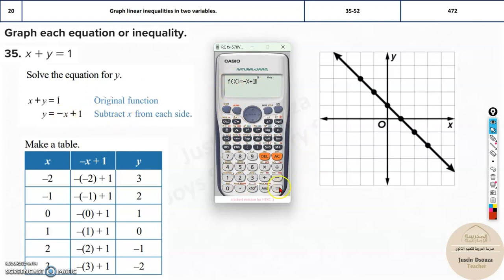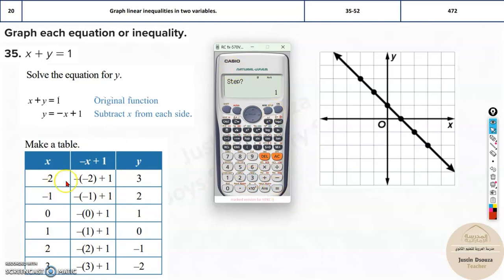You should type this equation as it is. Now, press equal to. Some of your calculators might give another option for g of x. Leave it, just press equal to because we have put the function already. Which value of x do you want to start? Let me take minus 3. And where do you want to end? Let's take positive 3.